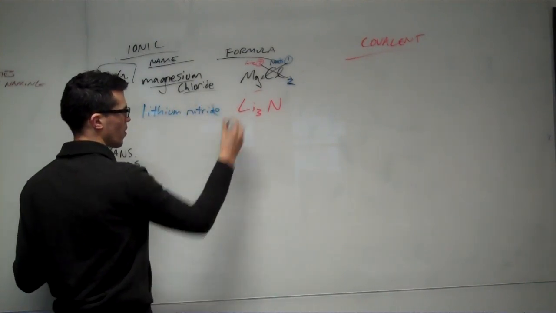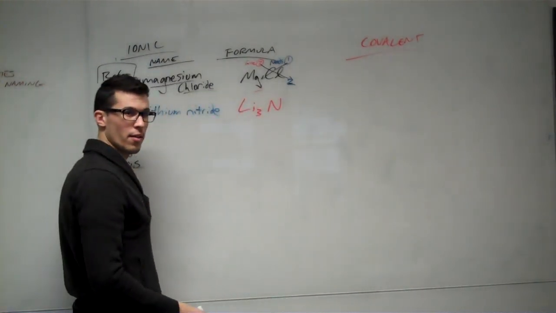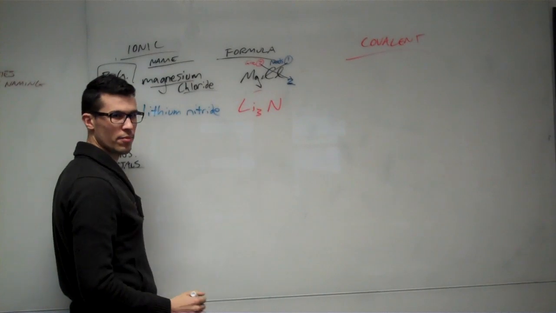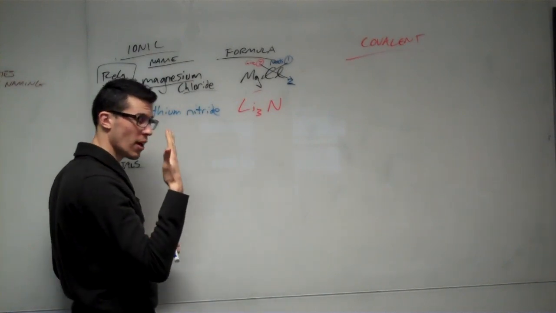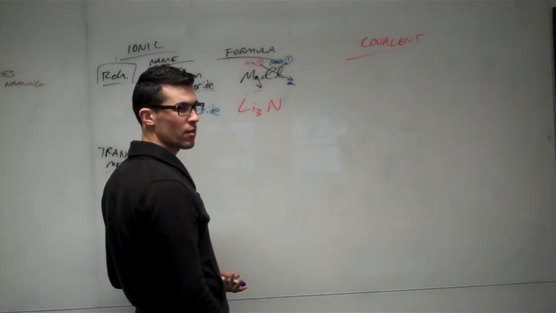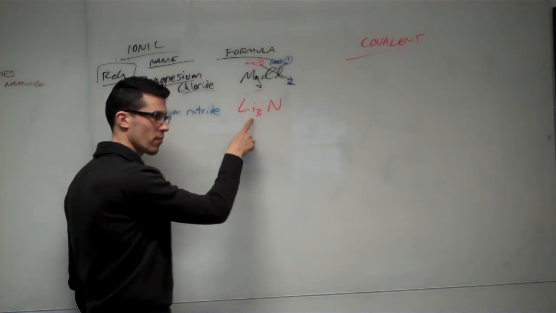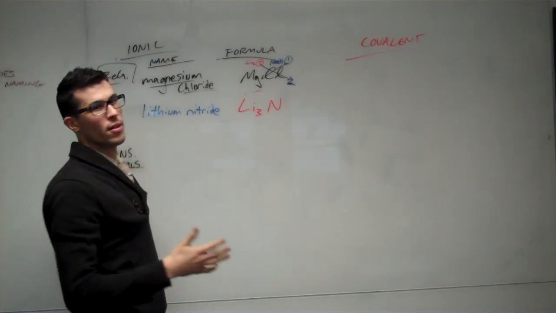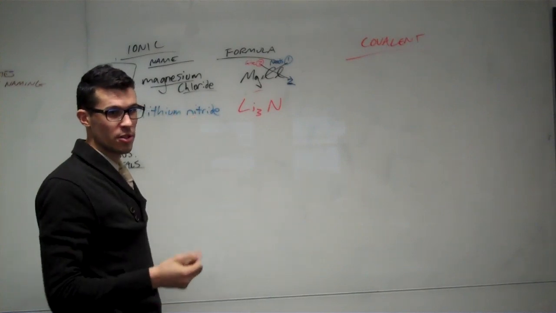How did you know it's not that other way? Why is it not trilithium? Because it's ionic, and ionics don't have prefixes. Is that the only way I'd be able to tell? Also, this is a non-metal right there, and that's a metal. So with a metal and a non-metal, you're not getting these prefixes. If you've got two non-metals, then you use a prefix.